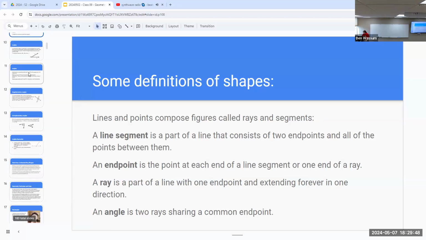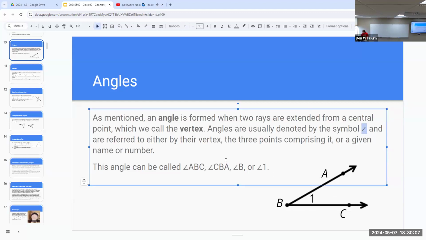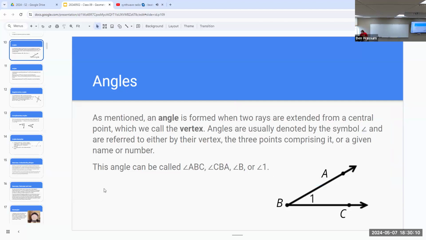So from there, we go into a bunch of stuff on actual angles. Angles are formed when two rays are extended from a central point. That point we usually call the vertex. The angles are usually denoted by a little symbol that looks like an angle. Look at that. It's called an angle symbol. Isn't that impressive? And they can be referred to by their vertex, the three points comprising it, or a given name or number. So there are four different possibilities to name this angle right here. And I'm sure if I stare at it long enough, I could potentially think of more.